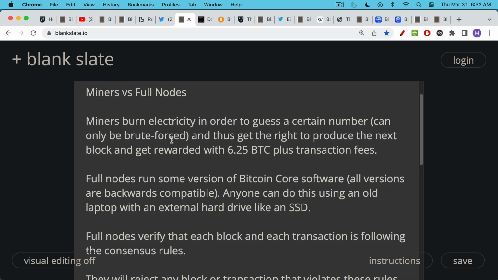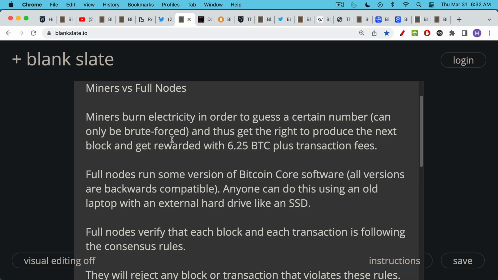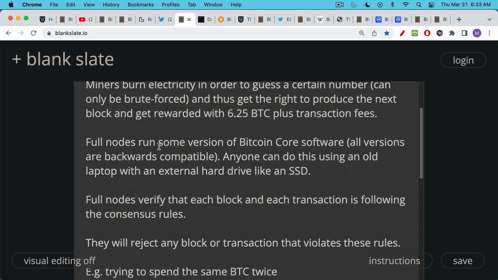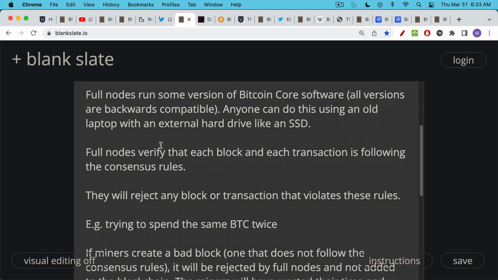So that's the difference. Full nodes run Bitcoin Core software and verify that each block and each transaction is following the consensus rules, the rules of Bitcoin, such as each block reward is only 6.25 Bitcoin and it gets halved every 4 years or a certain number of blocks. So full nodes, the software running on them will automatically reject any block or any transaction that violates these consensus rules.